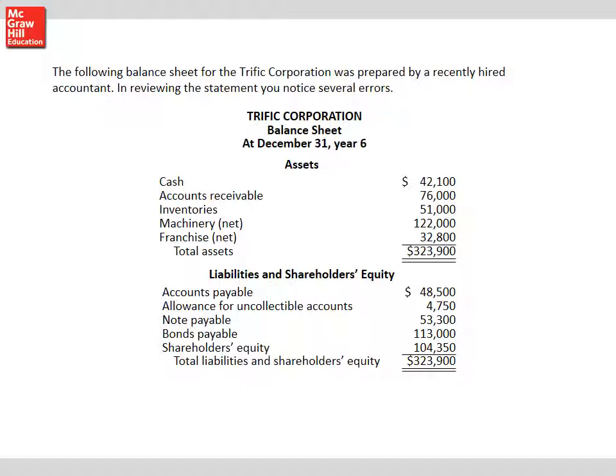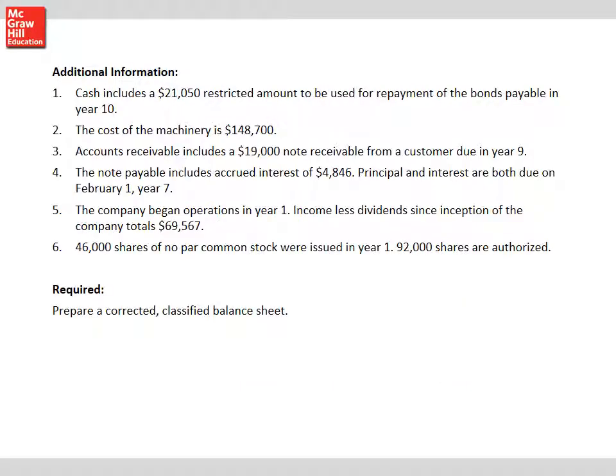The second exercise we're dealing with is exercise 3.7. In this one, they give us the following balance sheet information, and they tell us it was prepared by a recently hired accountant, and there are some errors. We need to find the errors and correct them. Here's some more information.